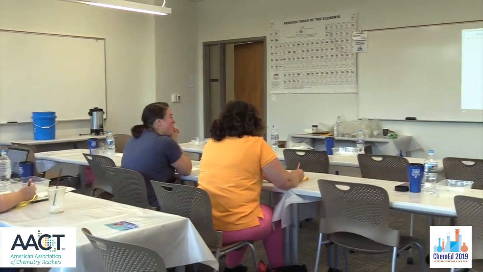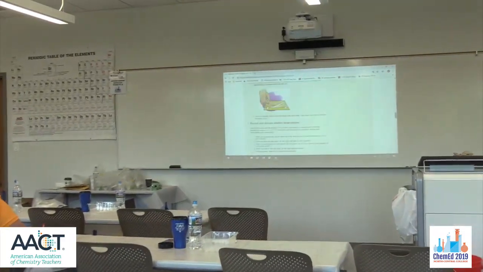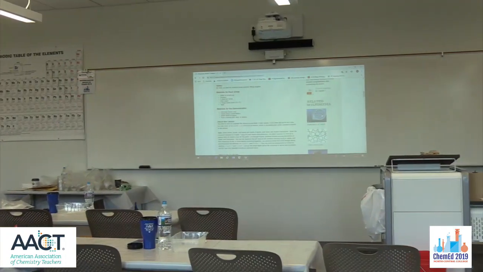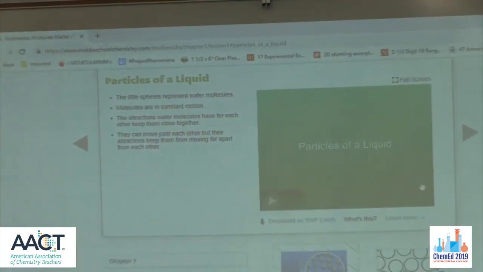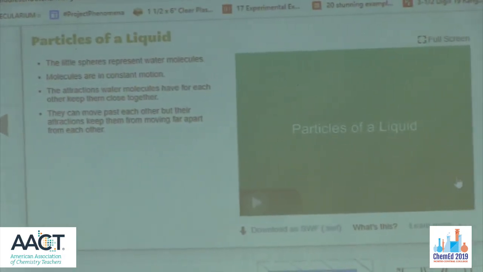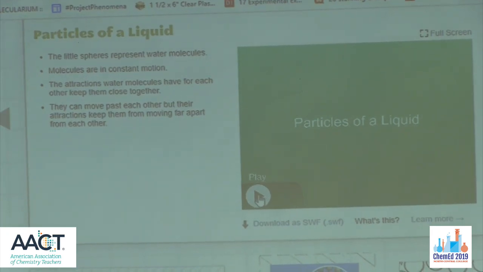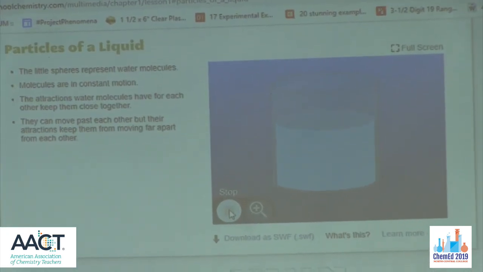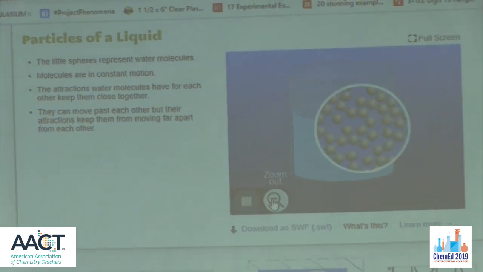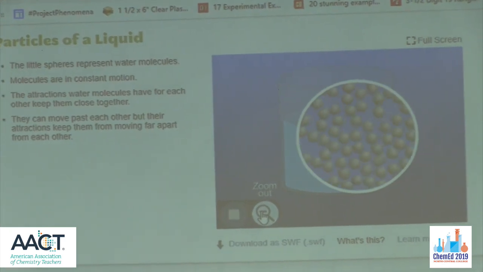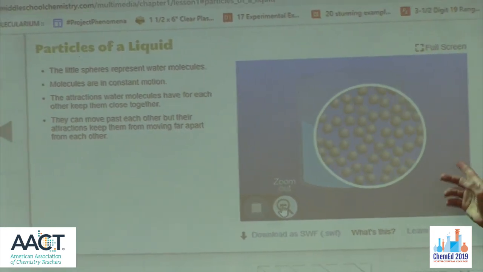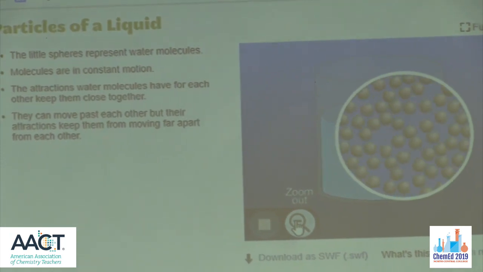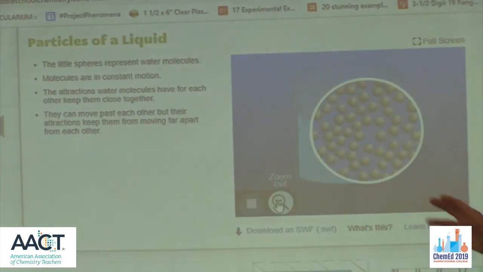So then we finally can get to a little animation that tries to show this. In middle school chemistry, in every chapter, there's a video or an animation that's on the molecular level. So it's not super sophisticated, you'll see. On this one, you start it, and there's an idealized liquid there. And now we zoom in, and in chapter one, we show all molecules the same way, just as spheres. So the idea is that they're attracted to each other. They're pretty close together. They're not zooming apart, but they're all in motion.